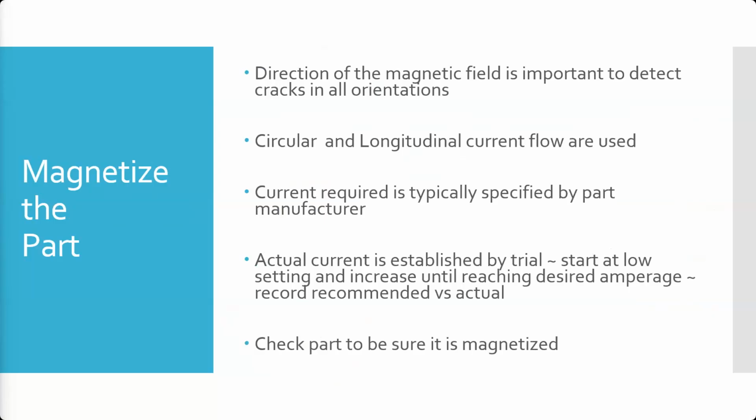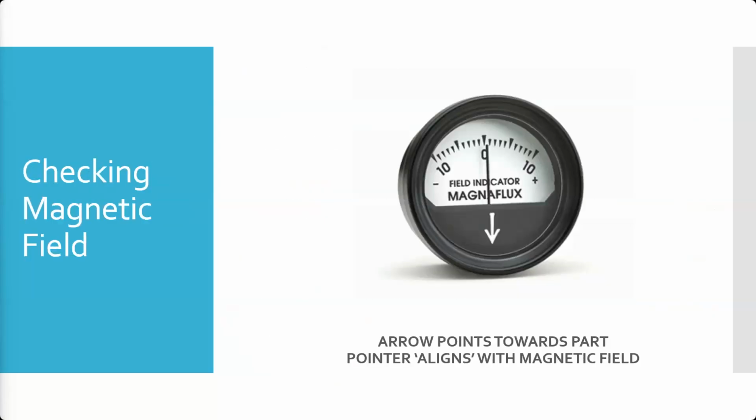You have to kind of use trial and error to find the current we're going to use. Start low and increase it till you reach a desired amperage, because the resistance of the part is going to affect how much current for a given voltage you end up with. And then we're going to check the part to make sure it's magnetized. And we're going to use a Gauss gauge like this, or a Gauss meter, to be sure.